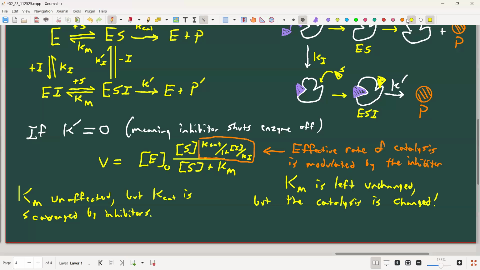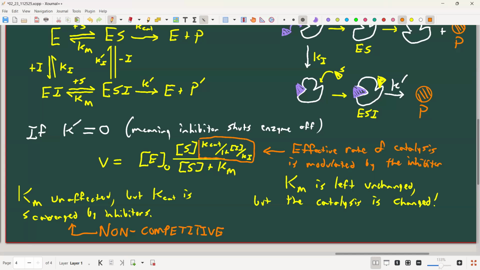So we call this non-competitive. Right? And it's non-competitive because it's not fighting the substrate for position. Right? They're not jockeying for the enzyme. They can both hang out on the enzyme. It's just that the inhibitor changes the structure of the enzyme significantly to affect its efficacy as a catalyst. So it's not blocking anything. It's not competing for space. They can both hang out there.